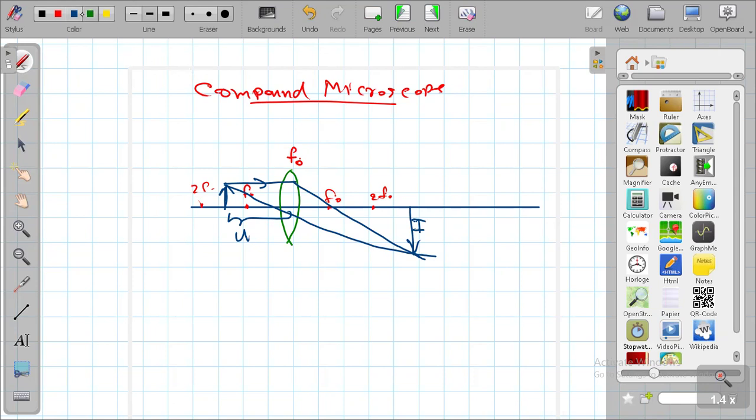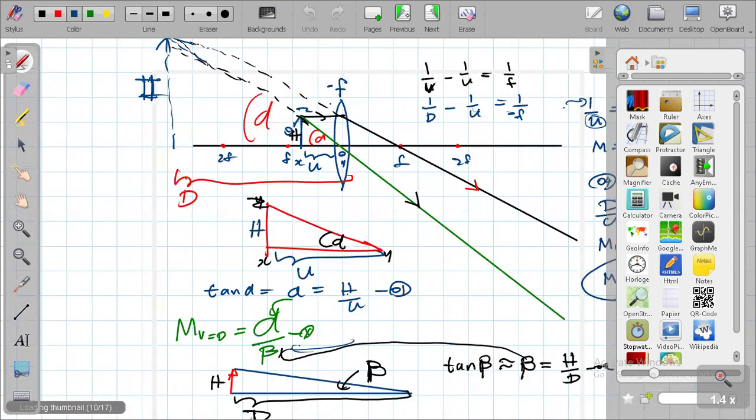Okay, first subtopic: normal adjustment of a compound microscope. Tell me, for a virtual but enlarged image to form, the second lens, that is FE, the eyepiece, the one close to the eye, where should you keep it?